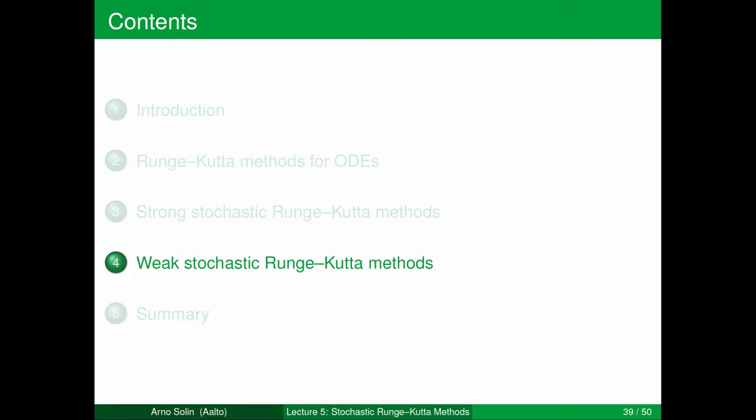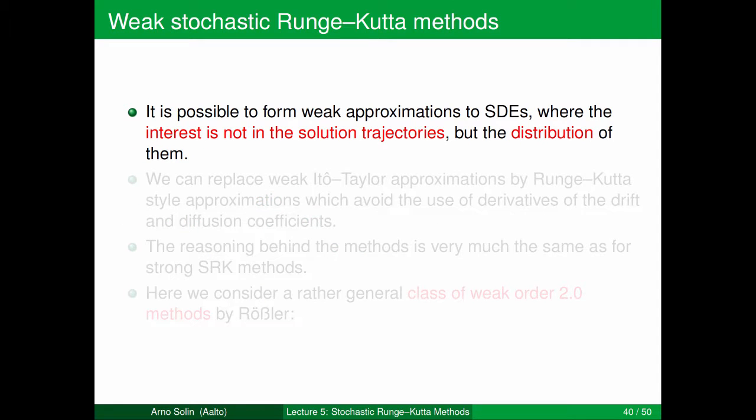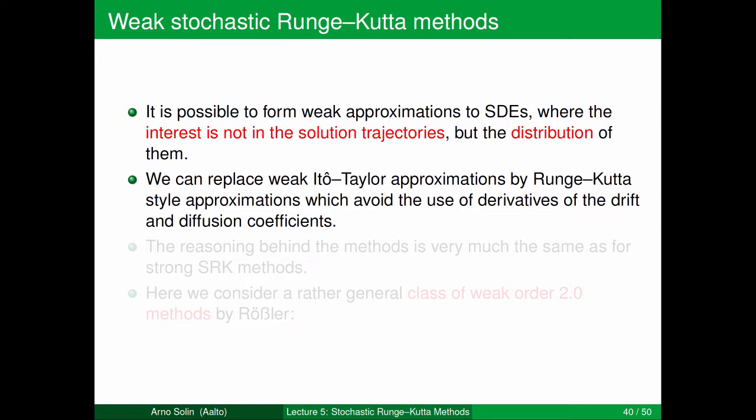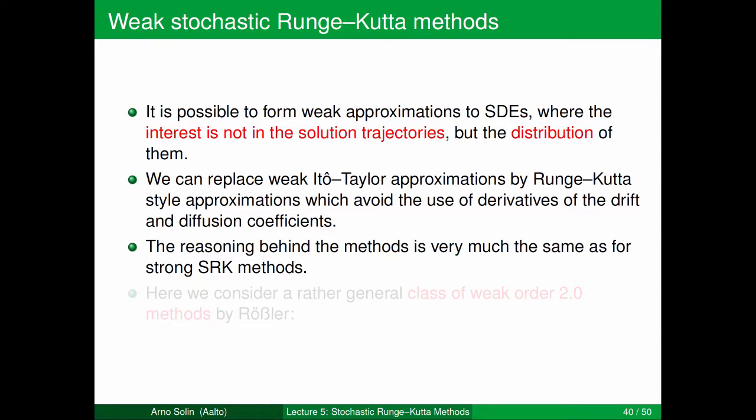The third part of this lecture is concerned with weak stochastic Runge-Kutta methods. In weak approximations to SDEs, the interest is not in the solution trajectories as such, but the distribution of them. In this case, we replace the weak Ito-Taylor approximation by a Runge-Kutta style approximation, which avoids the use of derivatives in the drift and diffusion coefficients. The reasoning behind this is very much the same as for strong stochastic Runge-Kutta methods.